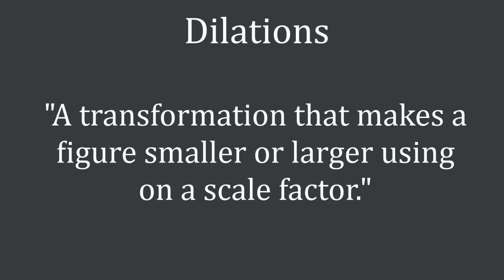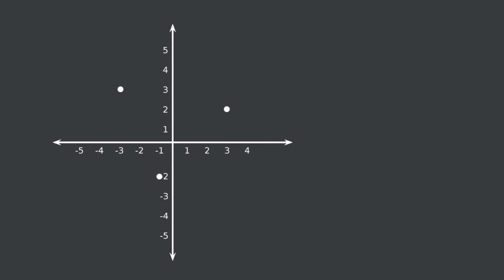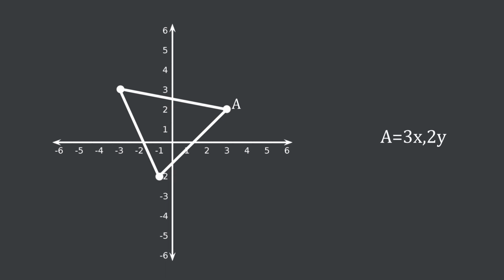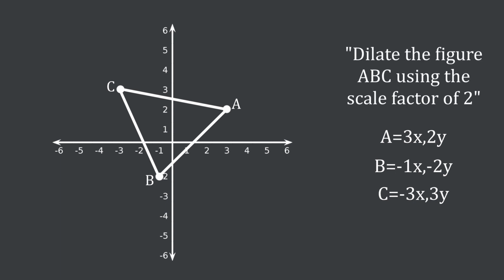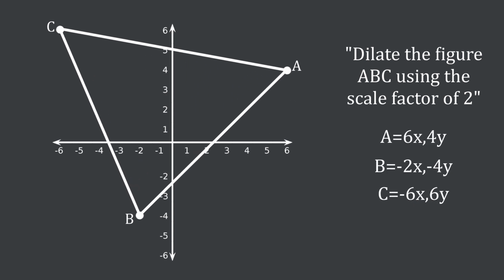Next up are dilations. Dilations are a type of transformation that make a figure smaller or larger using a scale factor. Here I will place a triangle on this graph. Point A is on 3x, 2y, point B is on negative 1x, negative 2y, and point C is on negative 3x, 3y. Here is a problem. Dilate the figure ABC using the scale factor of 2. To get the answer, you simply need to multiply by whatever the scale factor is. For this problem, multiply all points by 2, and you get your image.